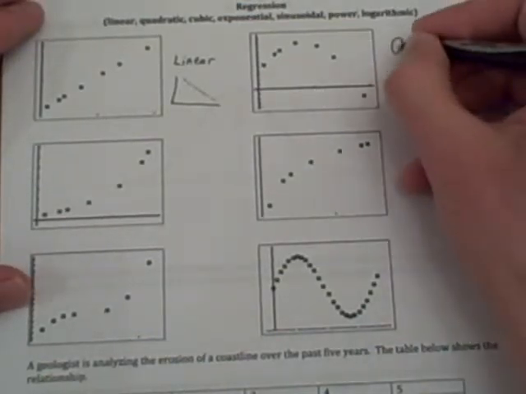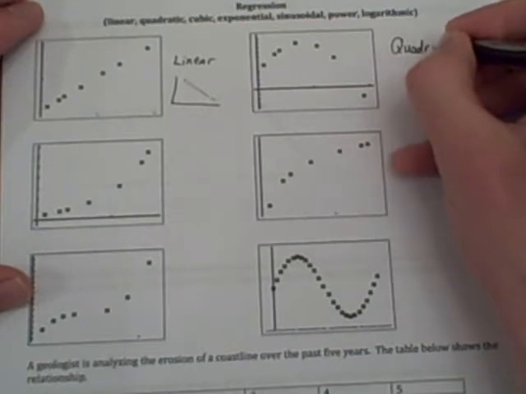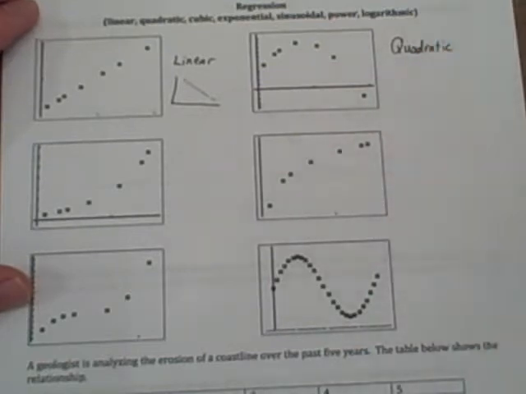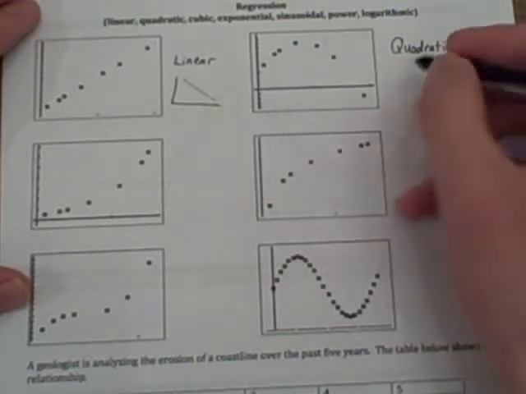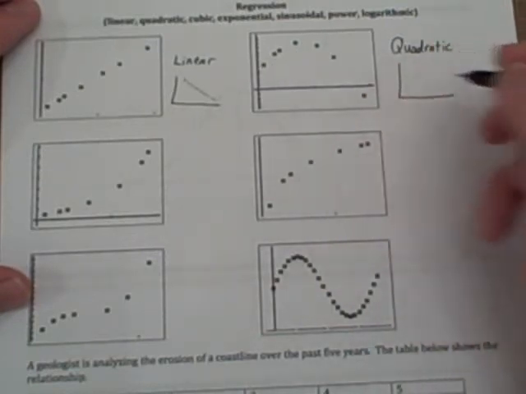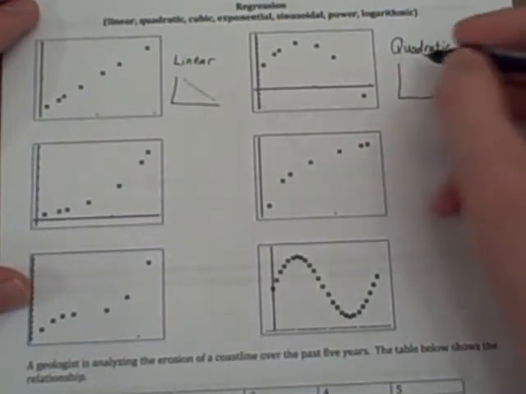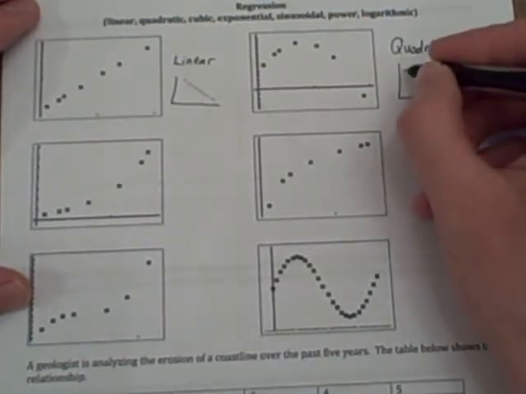This next one is quadratic. And there's one curve in it, one major curve. Now again, they're not always lined up in a perfectly good curve. Maybe line was not the proper word to use there, but they're not always in a very good curve.